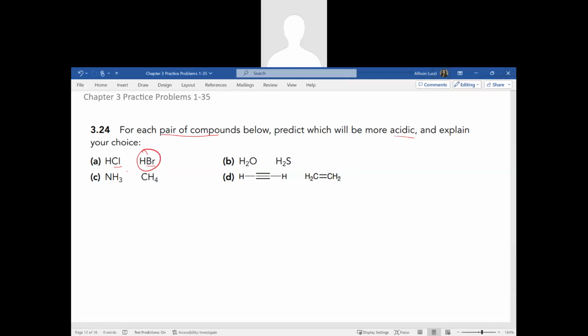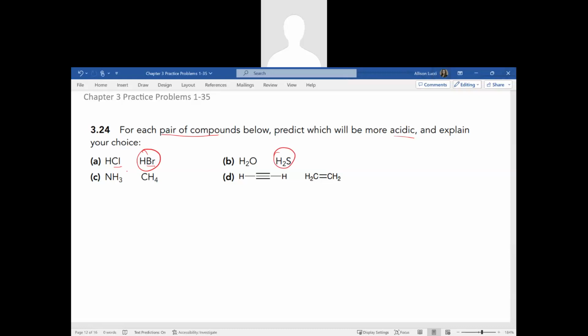Let's take a look at our comparison between the compounds in example B. The sulfur and oxygen are now in the same column of the periodic table, group 6A. So again, we're going to compare their size, and sulfur is larger than the oxygen. So sulfur can better stabilize a negative charge that would be generated upon deprotonation. So again, we would generate a more stable, weaker conjugate base, giving us a stronger parent acid with the H2S. So this is more acidic than H2O.